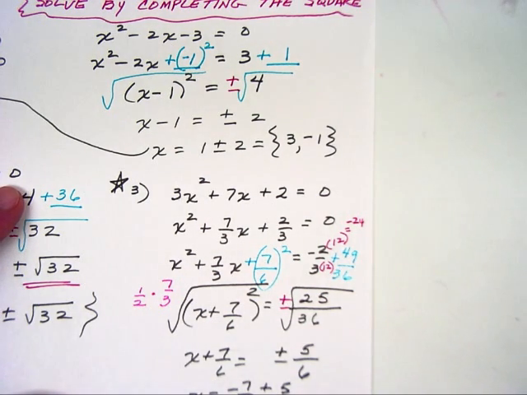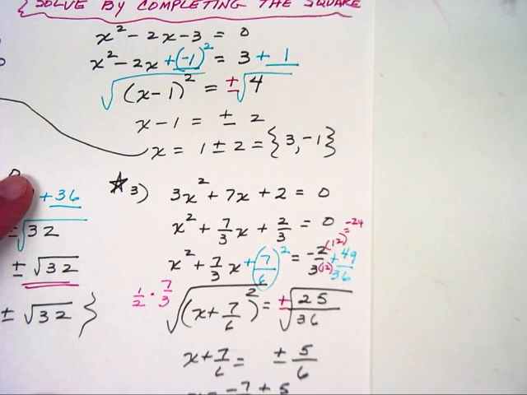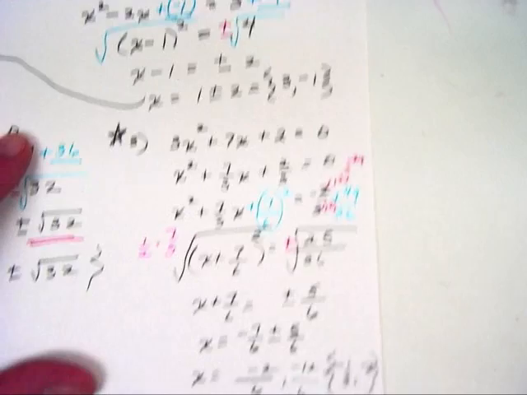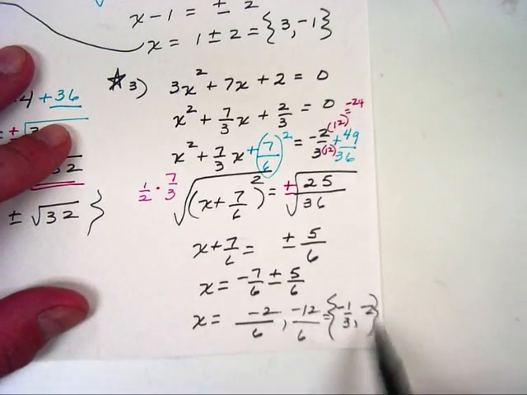Subtract 7/6 on both sides. So I get negative 7/6 plus or minus 5/6, which is the same as the two answers: negative 7 plus 5 over 6, which is negative 2 over 6, or negative 7 minus 5 over 6, which is negative 12 over 6. When those reduce, you get negative 1/3 and 2. These are our final answers.